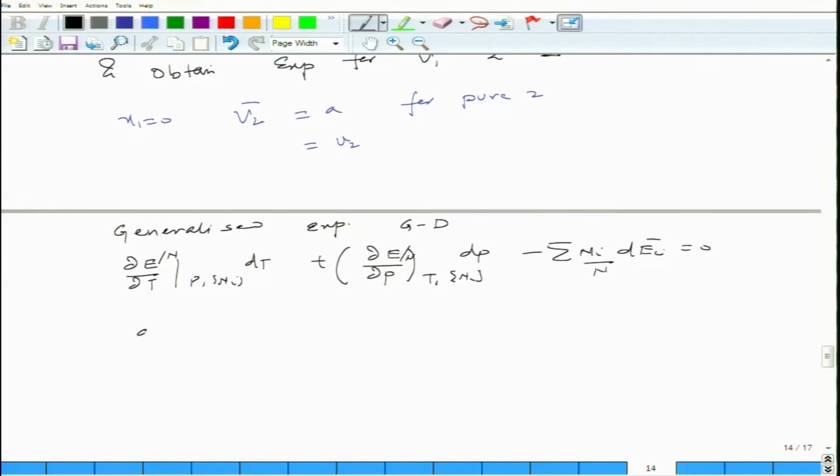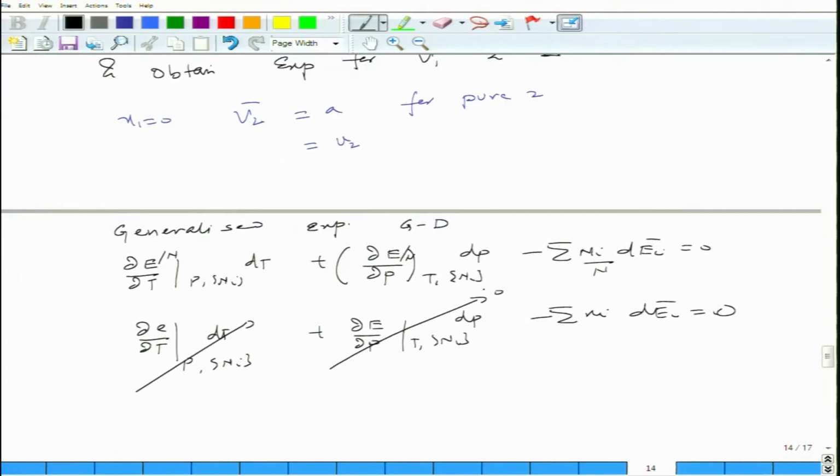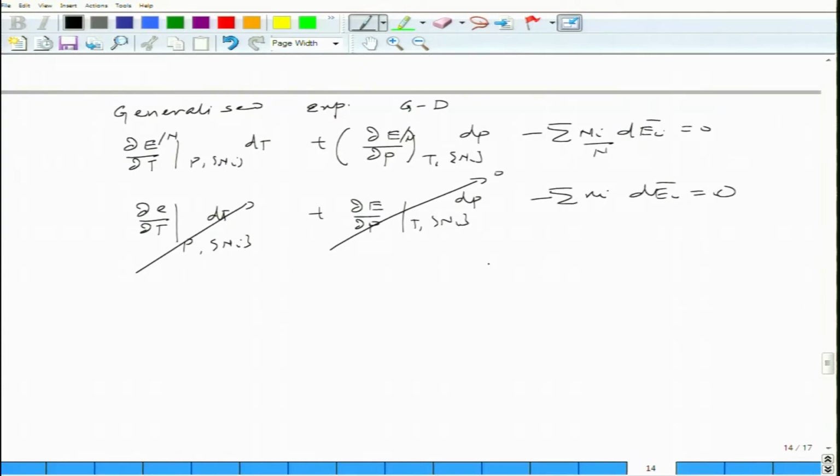So, we can also write this as del E by del T dT plus del E by del P at constant T P, minus summation x I d E I bar. Okay. For constant temperature and pressure this is going to be 0 and what we get is the expression summation x I d I bar. So, for the case of volume this will be x I d V I bar. Okay. For a binary mixture this is going to be d 1.